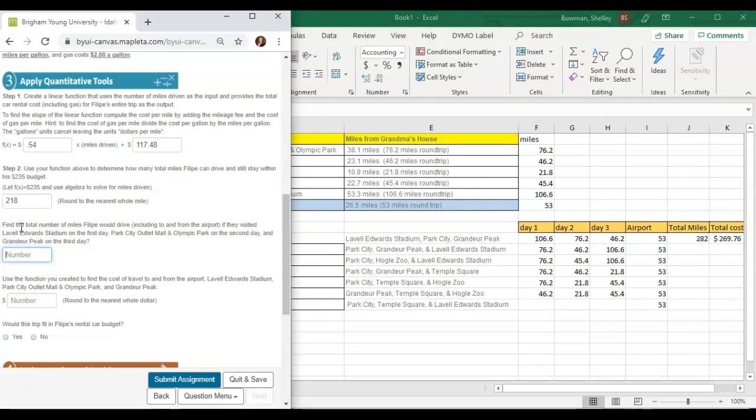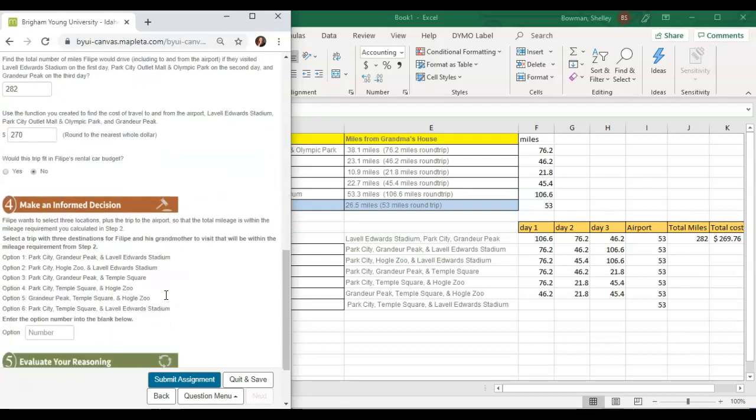And this is asking for, find the total number of miles. Whoops, I didn't type that in yet. So this was a total of 282 miles. The total cost, using our function up here, is $269.76, rounding to the nearest whole dollar. Sorry about that. We'll do $270. All right, will this trip fit into Philippe's rental car budget? His budget was $235. If you'll recall here, $235, so no, this one won't fit.